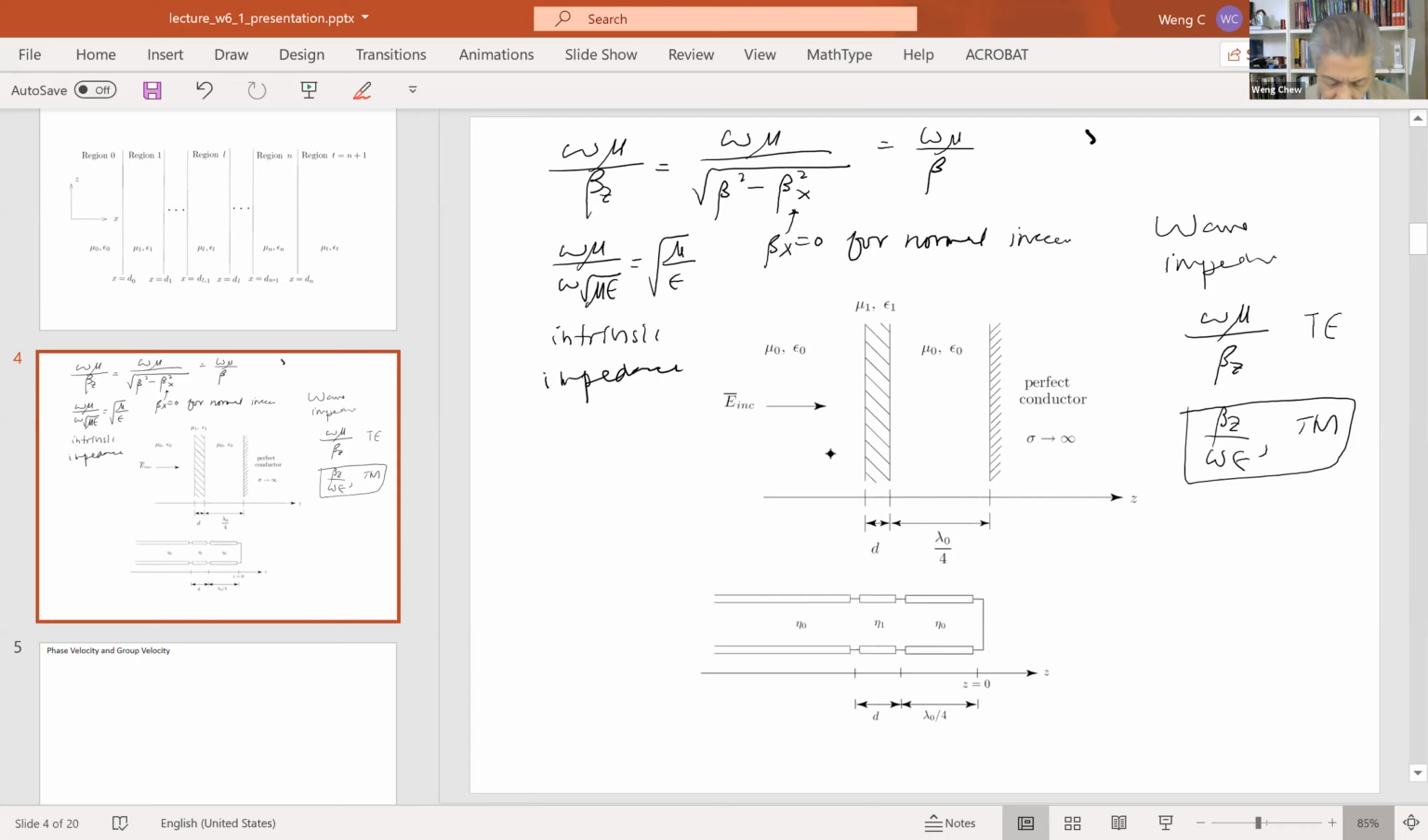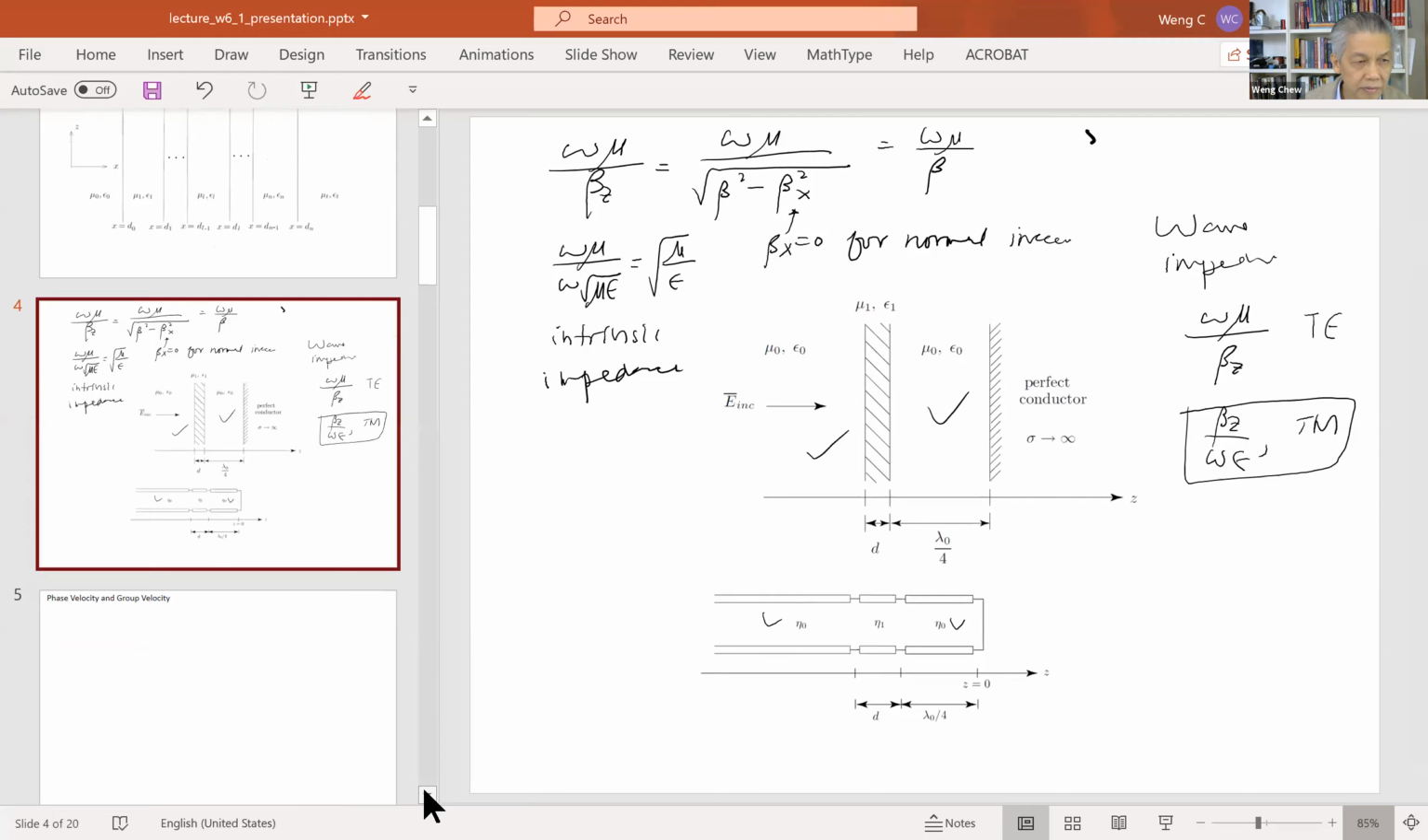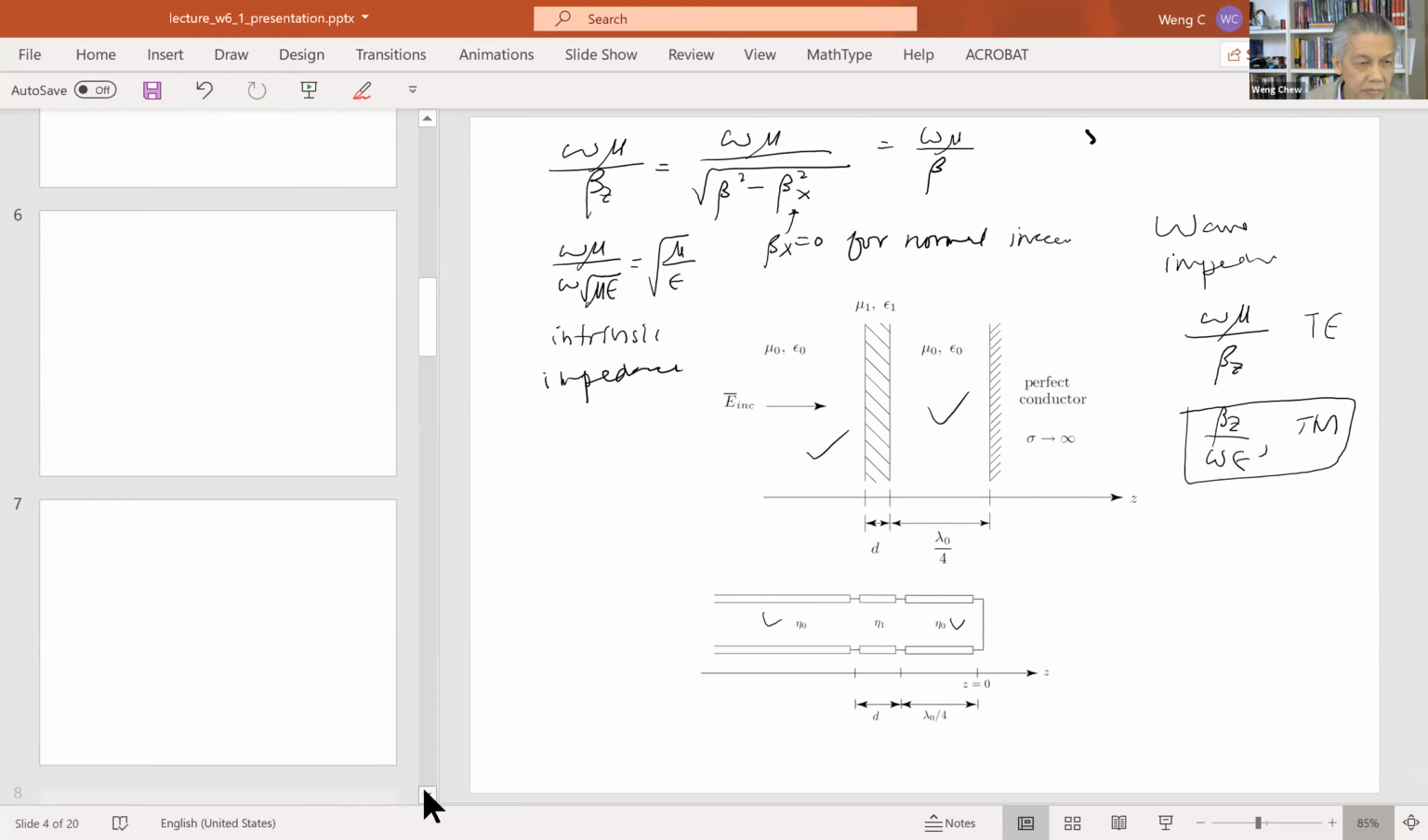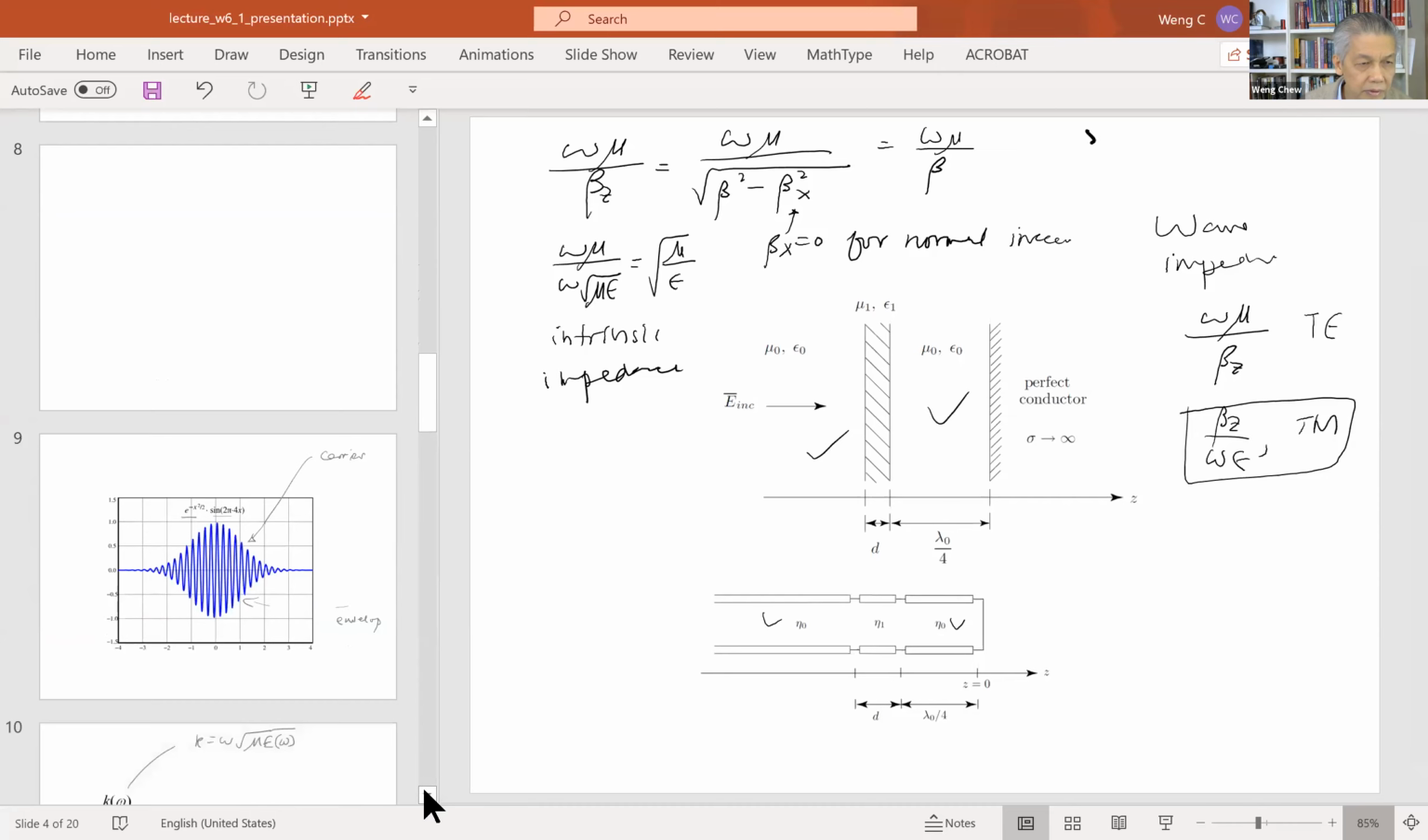Okay, wave impedance becomes intrinsic impedance, and for this problem they just map to the intrinsic impedance of space, and it's quite easy to do. Any questions regarding this? So next time, if I give you a layered medium problem, just think transmission line, and you will get the answer right away. Okay, any questions? If not, then I would like to go to the case of group and phase velocity.